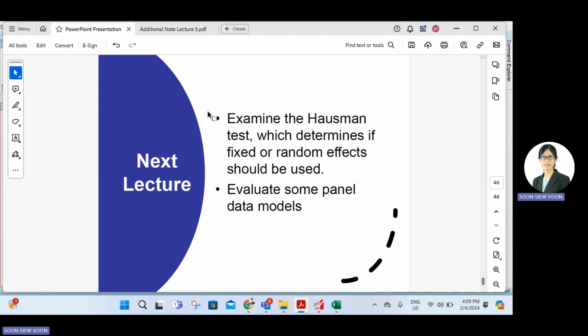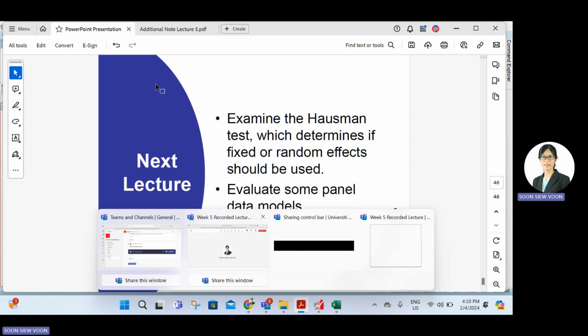Next week we're going to show you how to estimate the investment function with the fixed effect, with the pooled OLS, as well as the random effect, together with the Hausman test, to see whether the random effect or the fixed effect model is better. And we're going to evaluate some panel data models as well. So that's only for today's lecture.